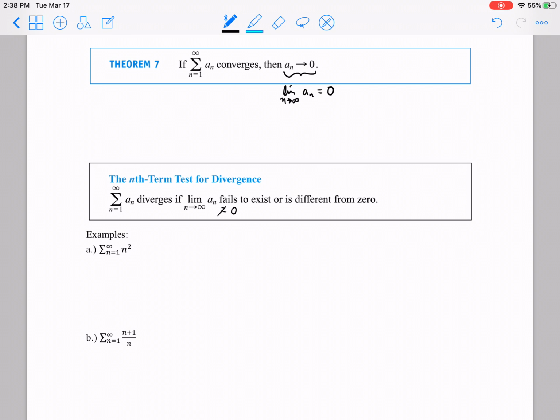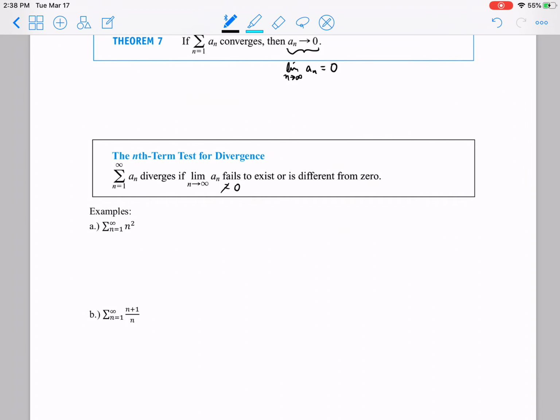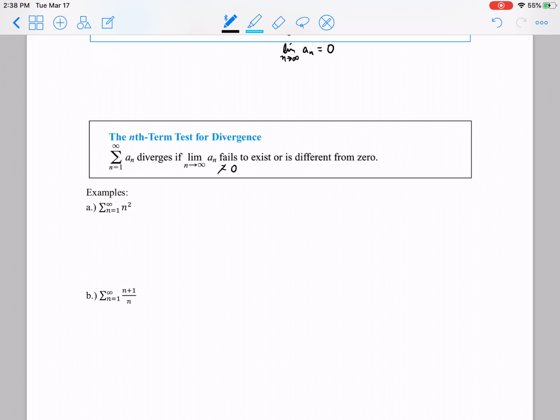So let's take a look at some of these. Here we've got our series from n equals 1 to infinity of n squared. We can just look at the limit as n goes to infinity of n squared, and that's infinity. And so therefore our series diverges. So pretty simple there.